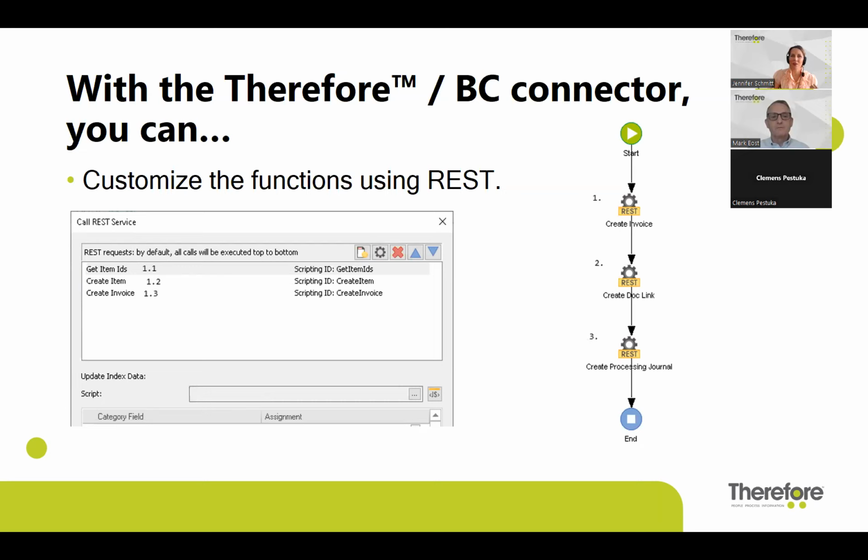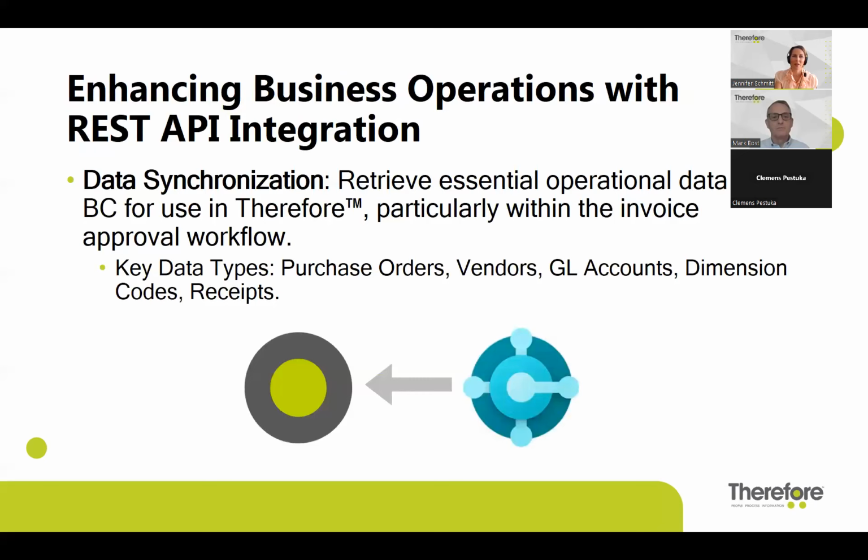The thing that I really want to underscore is that when you go to talk with your customers, don't be surprised if they have very specific processes that they want to do, information that they want to send. It is more than likely possible with Business Central because we do have the power of REST. One example is data synchronization. You can retrieve essential operational data from Business Central for use in Therefore, particularly within the invoice approval workflow.